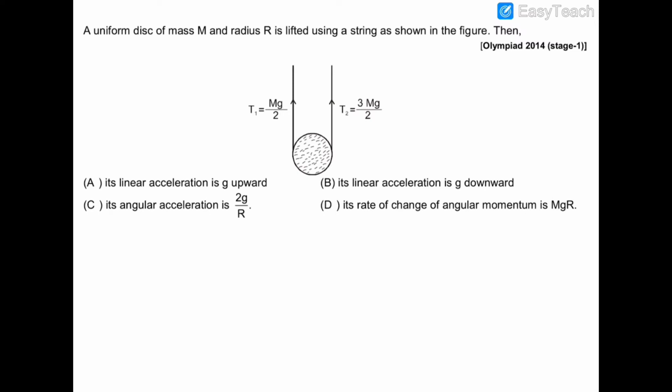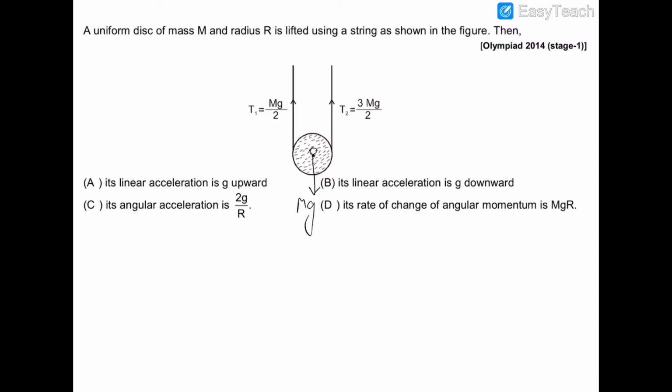It is being lifted by using a string, and these strings have different tensions on both the sides. So first of all, let us draw the mg. So mg would be acting in the downward direction, and you can see that if we calculate the torque about the center of the disk, then you can easily see that the tension T2 is greater than the tension T1.